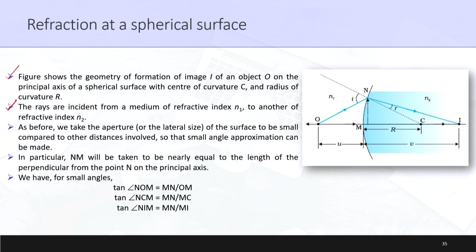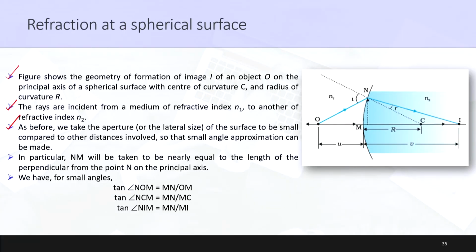As before, we take the aperture or the lateral size of the surface to be very small compared to other distances involved, so that the small angle approximation can be made. As in the concepts of reflection, we assumed everything to be paraxial. Similarly, here it is the same concept, only the method to convey it is being changed. So, we are assuming that tan theta should be approximately equal to theta, and similarly sin theta should also be approximately equal to theta. This same thing has to be applied here also.